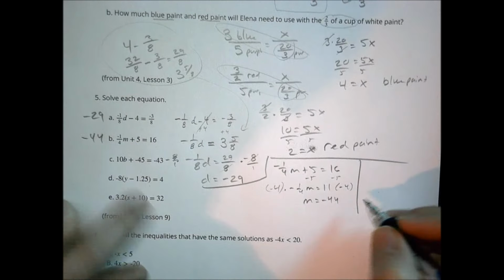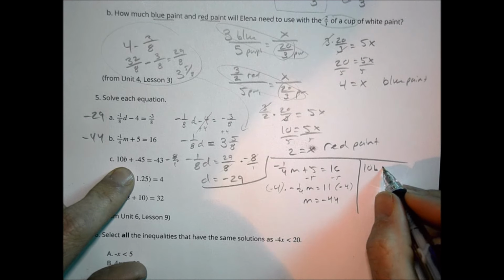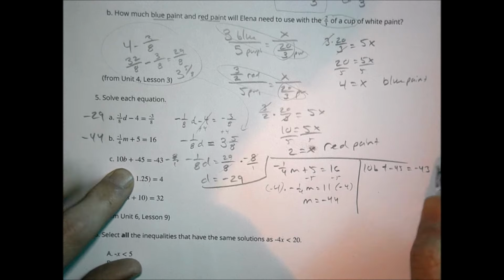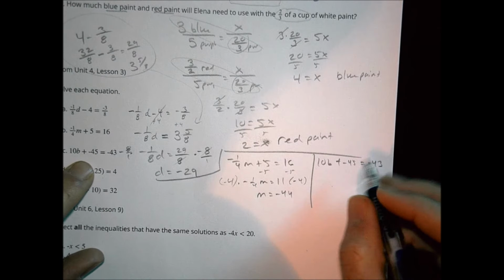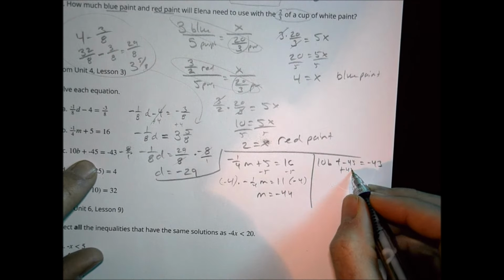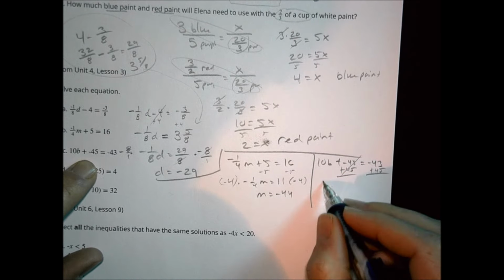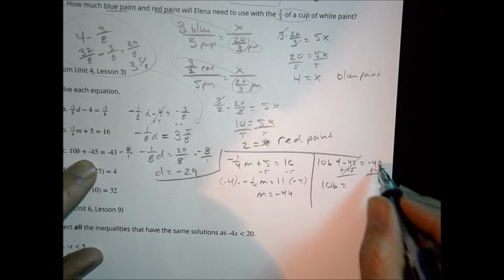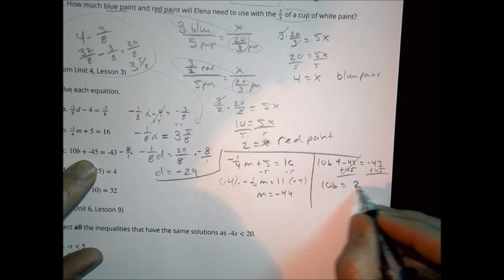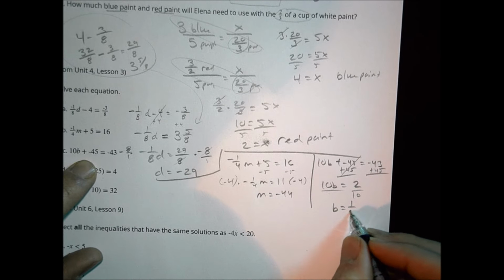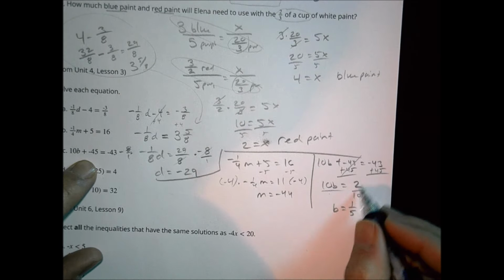This next one, we have 10b plus negative 45 equals negative 43. So here I have a negative 45, so I'm going to add 45 to both sides. That goes away, so I'm left with 10b equals negative 43 plus 45, which leaves me with just 2. Divide both sides by 10, and b equals 1/5. If I reduce that down, I get 1/5 there.